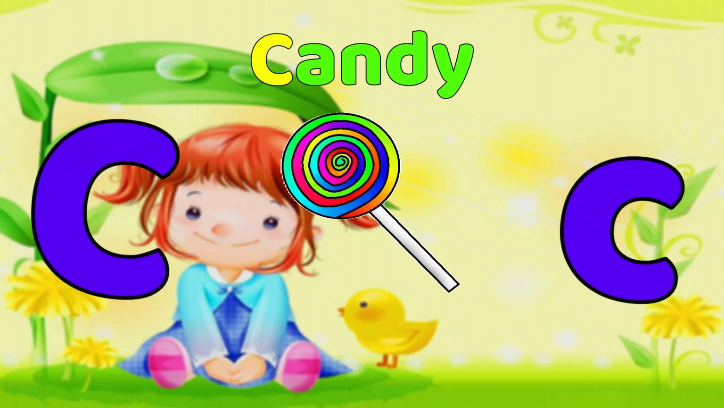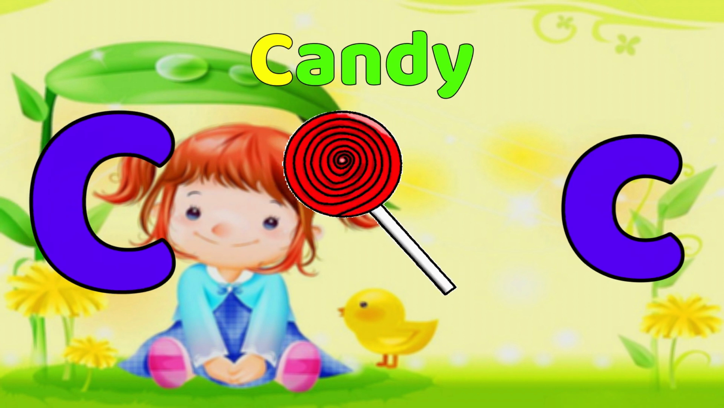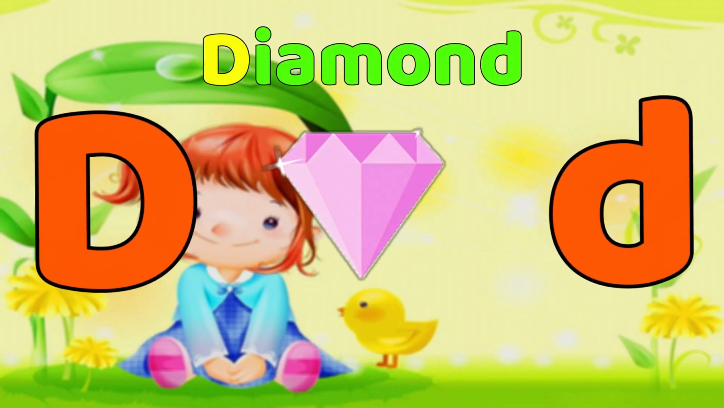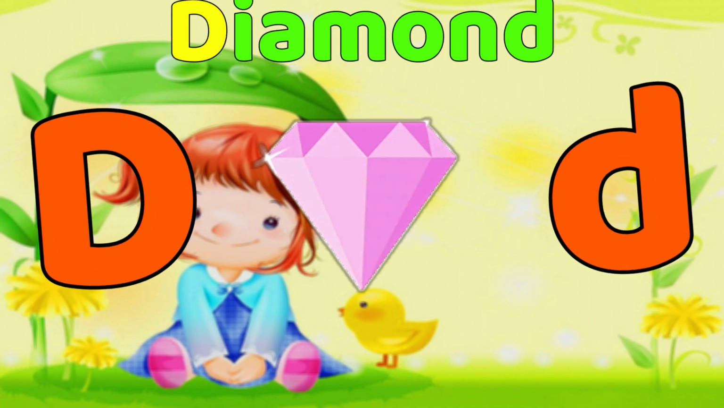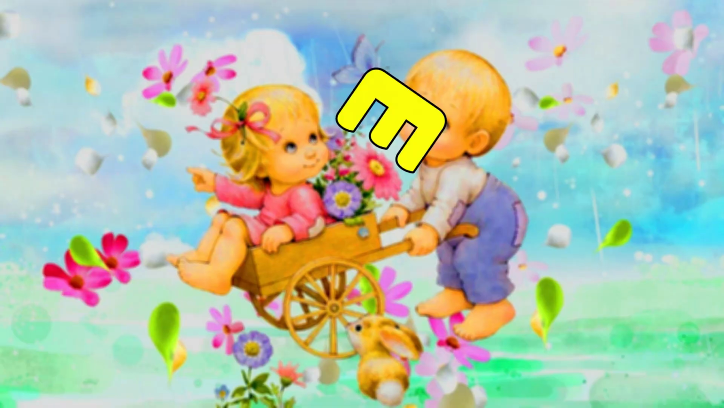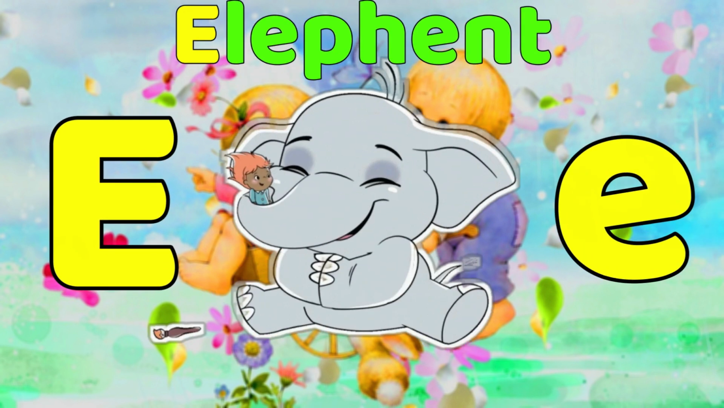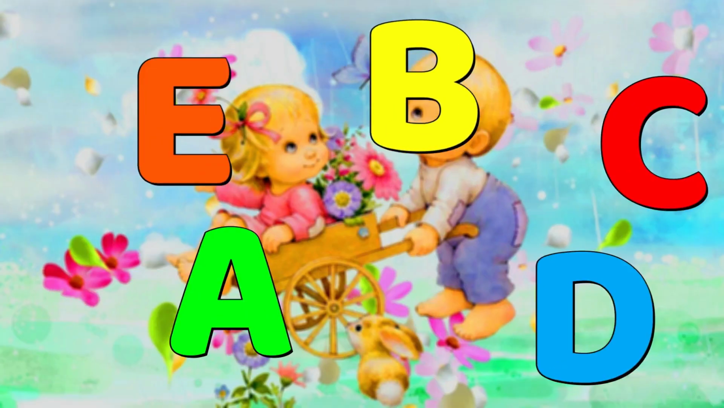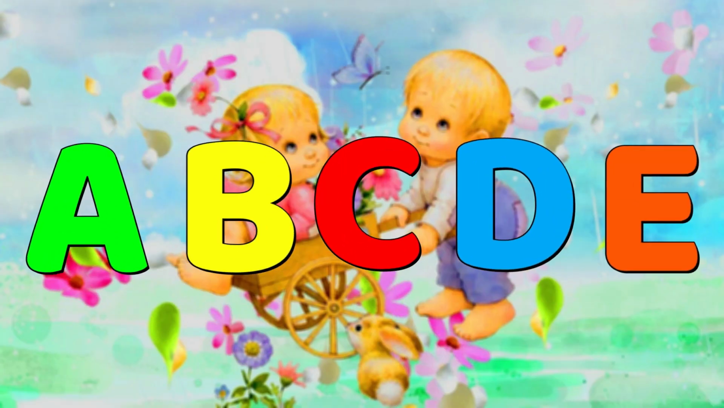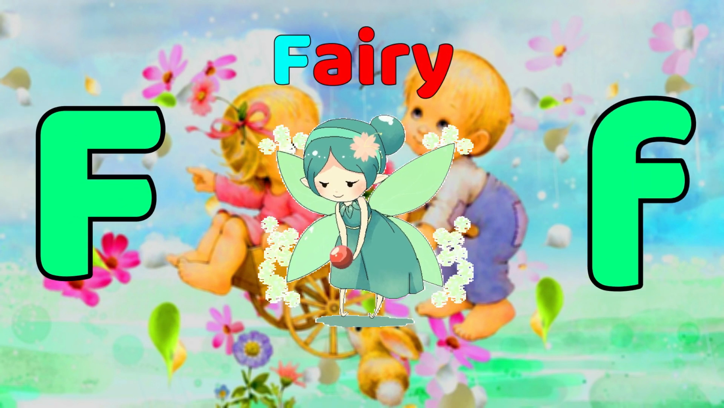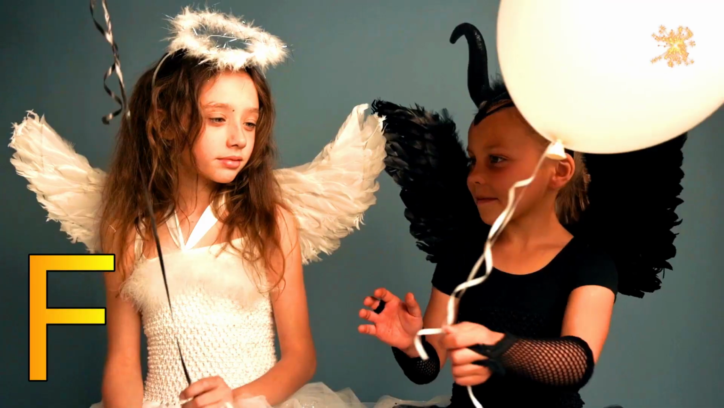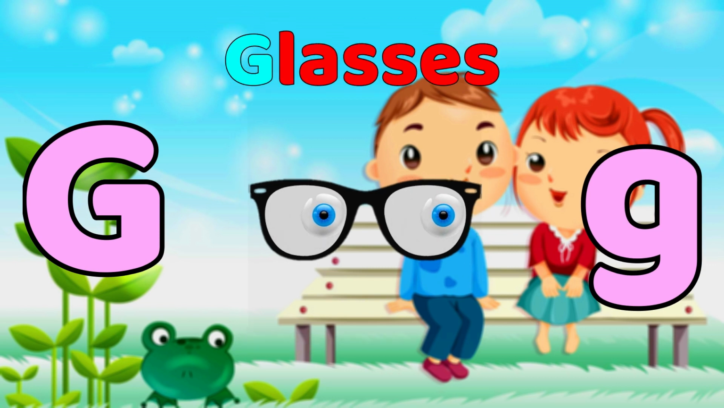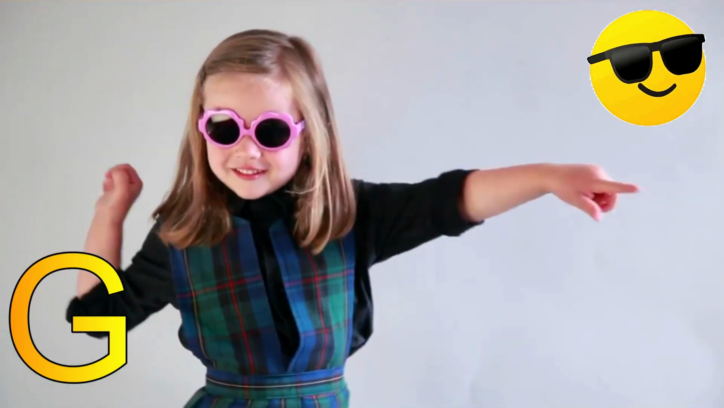C is for candy, c, c, candy. D is for diamond, d, d, diamond. E is for elephant, e, e, elephant. Fairy, fairy, fairy. F, fairy. G is for glasses, g, g, glasses.